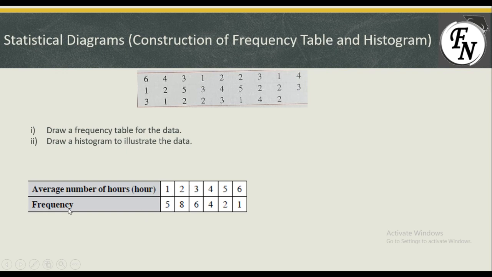In this column, when I talk about the frequency, it means how many times this particular number 1 is repeated. So there is 1, 2, 3, 4, 5. So 1 is repeated 5 times, so below 1 the frequency would be 5. When I talk about number 2, that means 2 hours. How many times is it repeated in this raw data? 1, 2, 3, 4, 5, 6, 7 and 8. So 2 is repeated 8 times. This is how we fill in the frequency table.